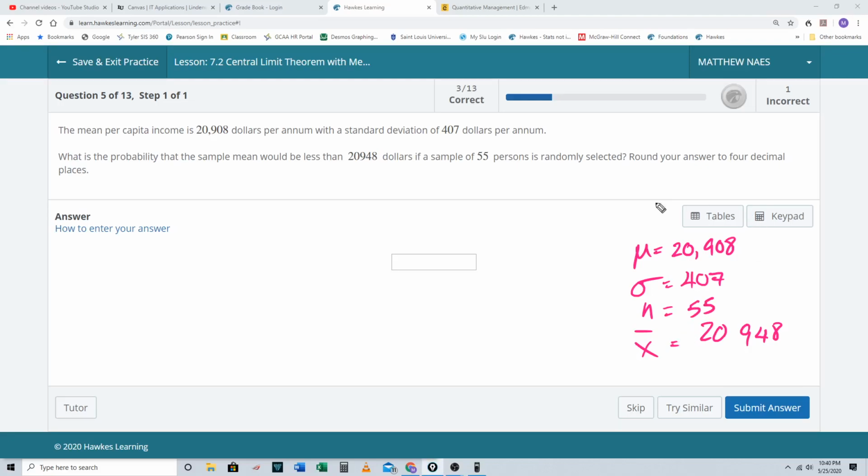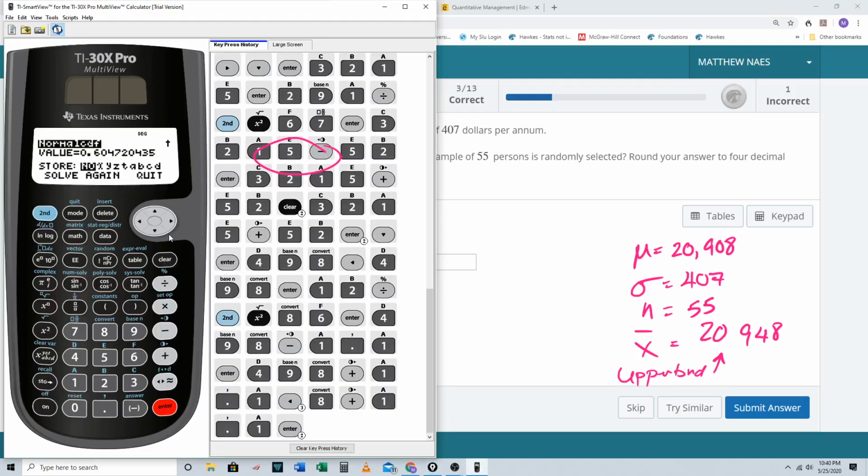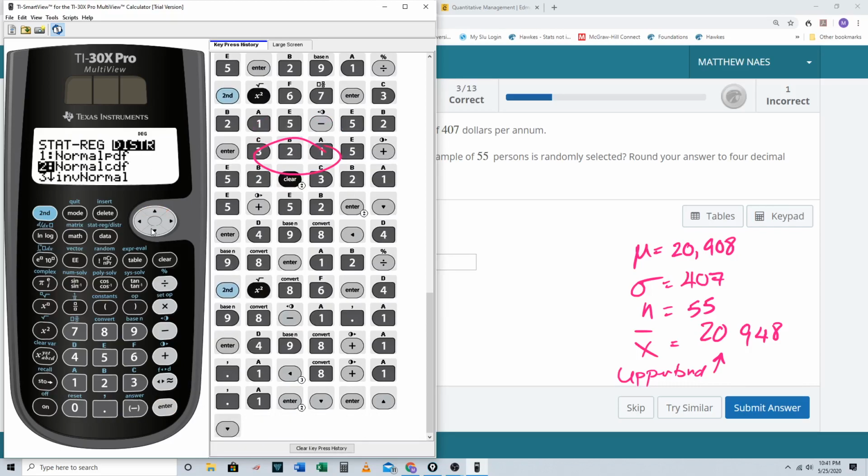If it says less than, that means we're going to change the upper bound. So the upper bound is going to be that. That means the lower bound needs to go back to where it was. Solve again. Now, by the way, here's a little trick. If you press up here, it's going to take you back to this screen. If you go back to normal CDF, the lower bound and upper bound are going to go back to their standard position, so you don't have to retype that in. It's just a little trick that I noticed.